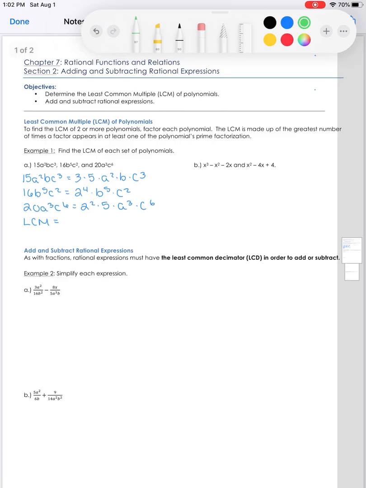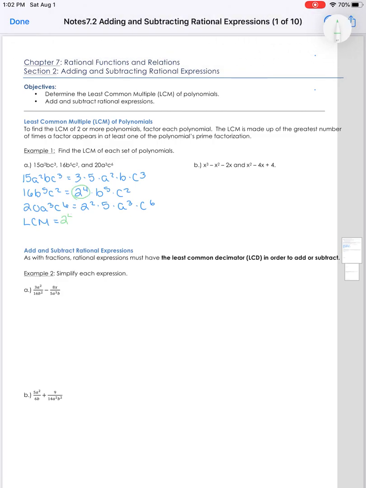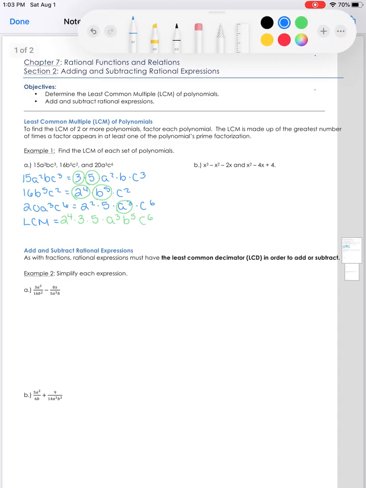So 15 has no 2's, 16 has 4 of them, 20 has 2. So I need the highest one. I need 2 to the fourth. I have 1 three for 15, none for 16, none for 20. I need that 1. I have 1 five for 15, none for 16, 1 for 20. I need one of the ones, doesn't matter which one. For a, I have 2, 0, or 3. I need 3. For b, I need 1, 5, or 0. I need 5. And for c, I need 3, 2, or 6. I need 6 of them.